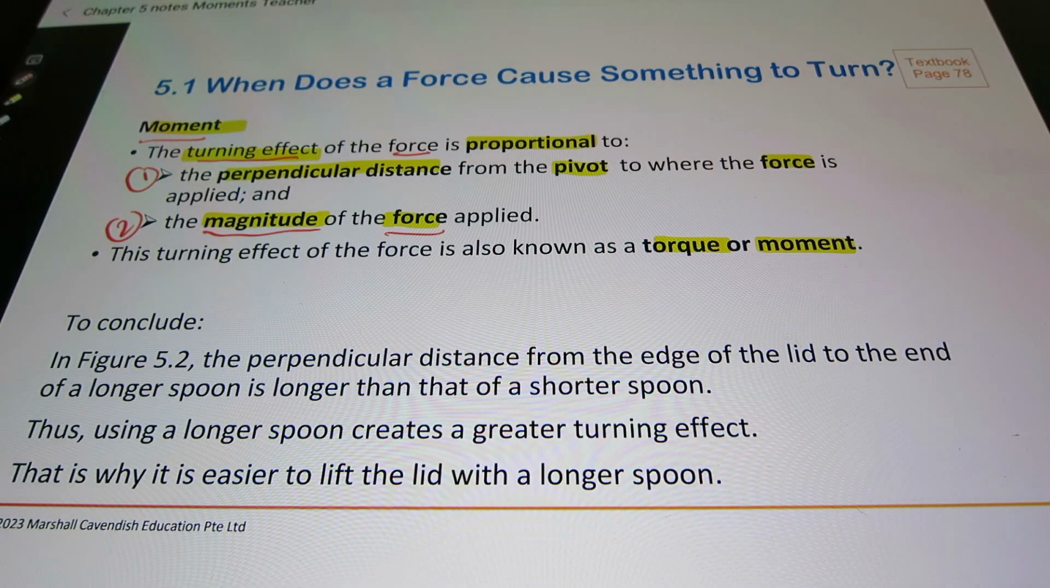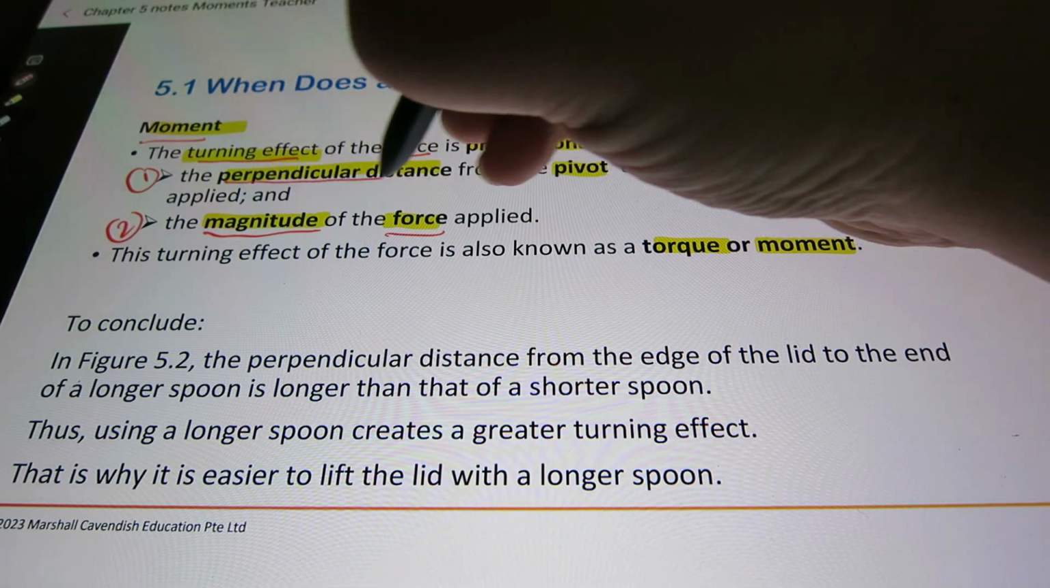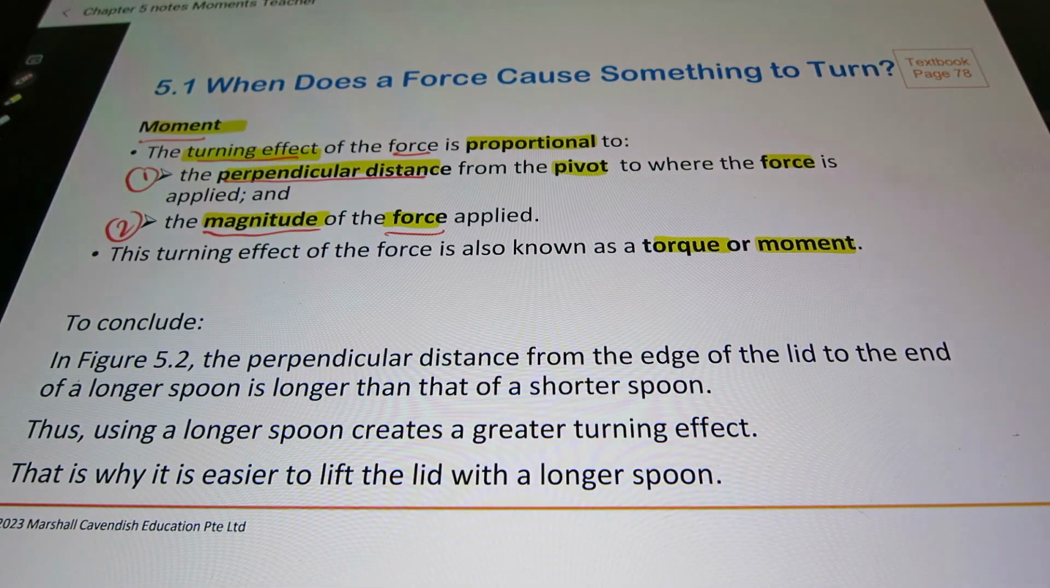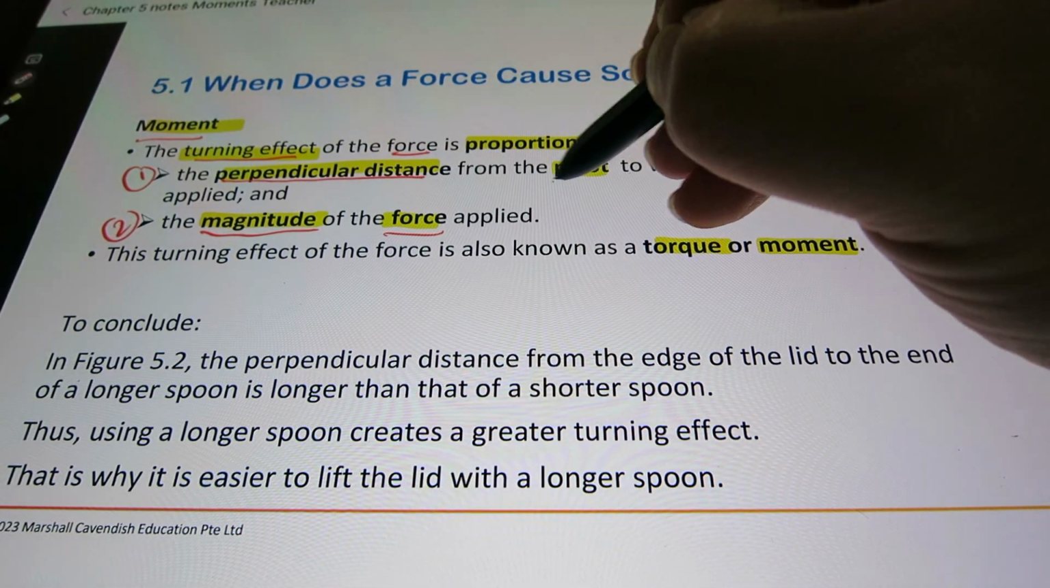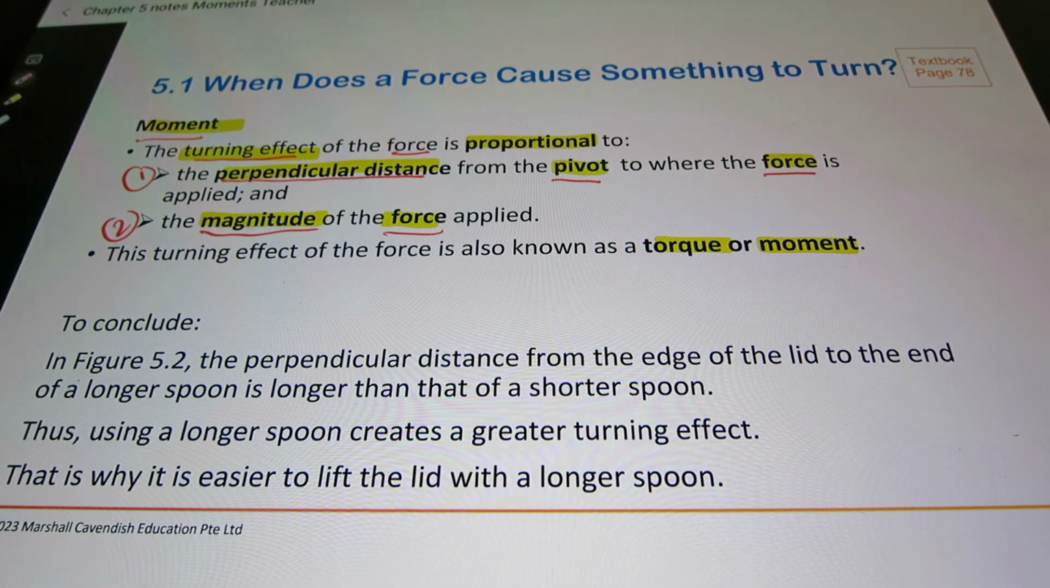I need you to note the particular phrasing because you will need to get used to it. I'll give you a better phrasing later on, but basically the distance or the position that you exert the force, which is the perpendicular distance from the pivot to where you are applying the force, matters. So it is proportional to these two things.